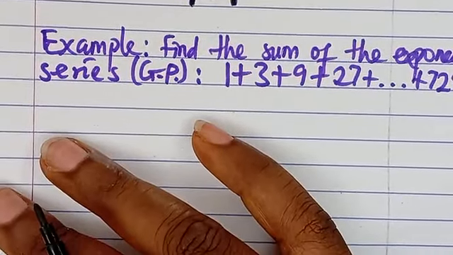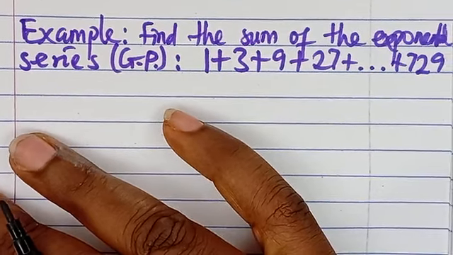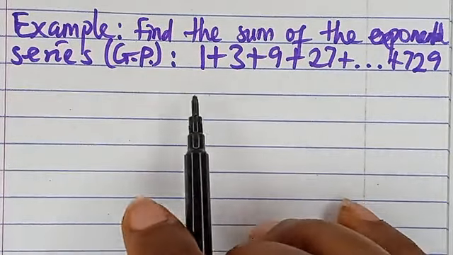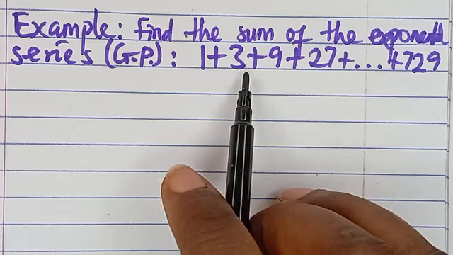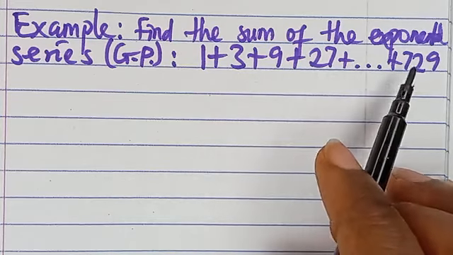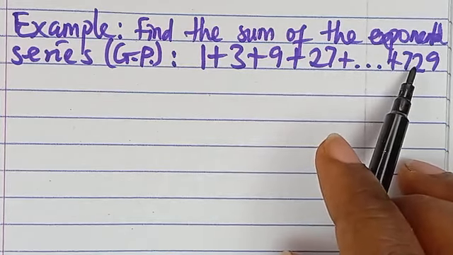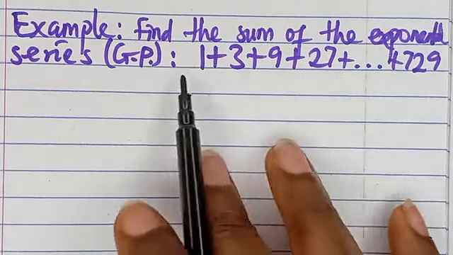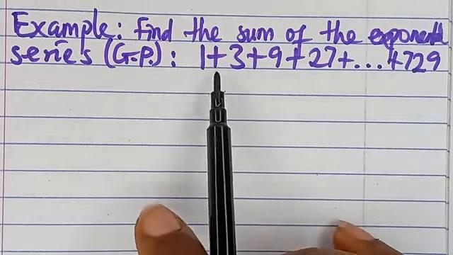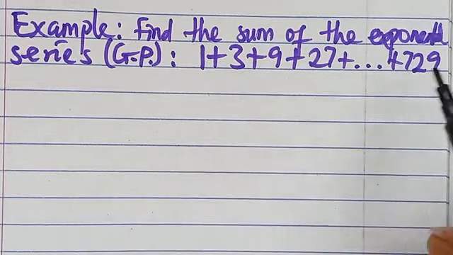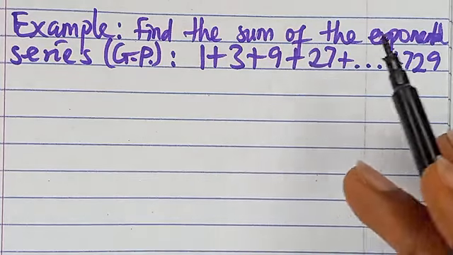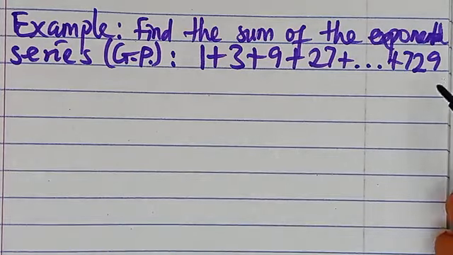Okay, so in our first example, we've been tasked to find the sum of the exponential series, and we are given that the series is 1 plus 3 plus 9 plus 27 plus and so on till plus 729. Now when we look at this series, we call it a series because of these pluses. If it was just commas separating them, we can say it's a GP sequence. So a series is the sum of a sequence, right? And this has an end.